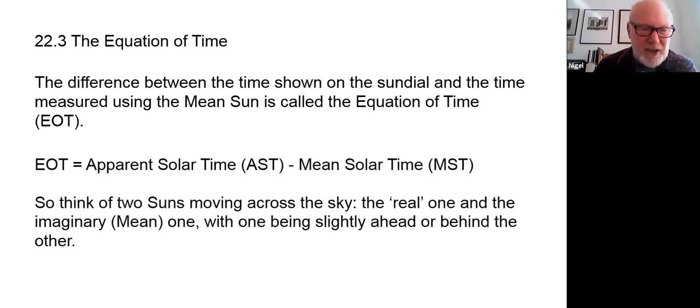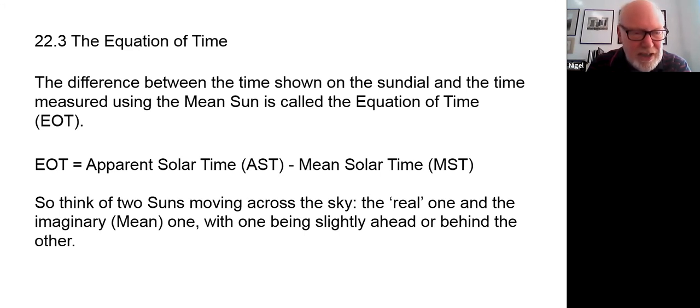There we go, and there's the formula that is in the book there. So the equation of time, EOT, that's an easy one, is the apparent solar time, so sundial time, take away mean solar time. So you can rearrange that and get the mean solar time equals the apparent solar time, take away the equation of time.